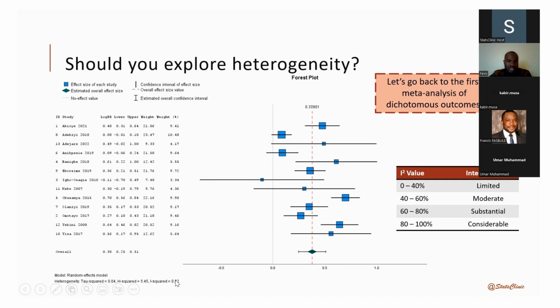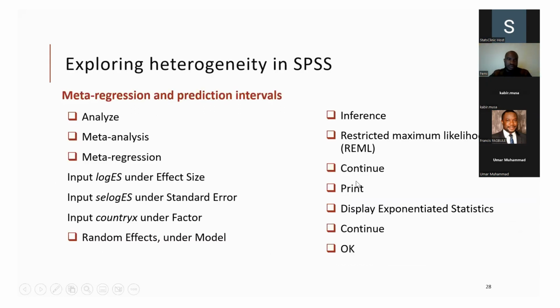Can we see what it says there? 0.82. So that is considerable heterogeneity. Now, the question is, now that we have considerable heterogeneity, what is the next thing that we do? So how do we tackle this considerable heterogeneity? Now we need to use a method we call meta-regression and prediction intervals.